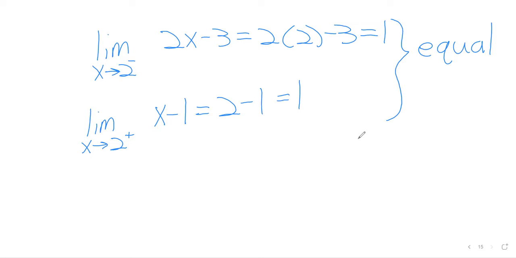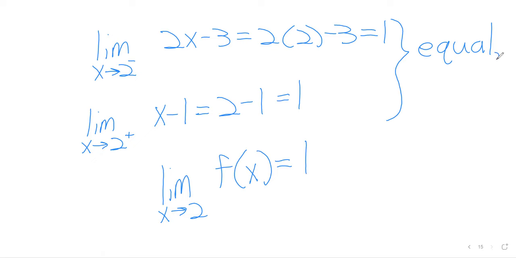If the left-hand limit is 1 and the right-hand limit is 1, then the two-sided limit is also 1. So if these one-sided limits are the same, then that common value is the two-sided limit.